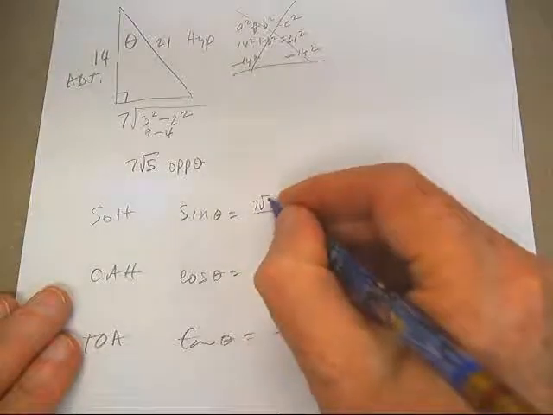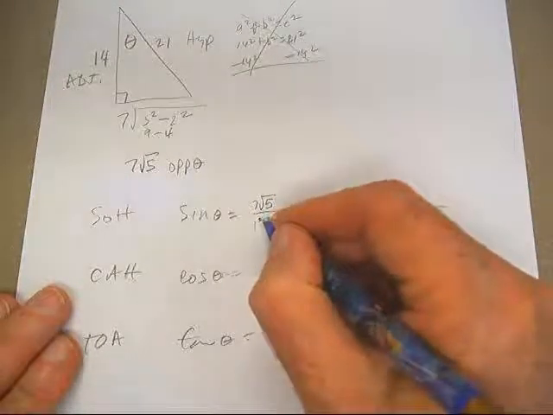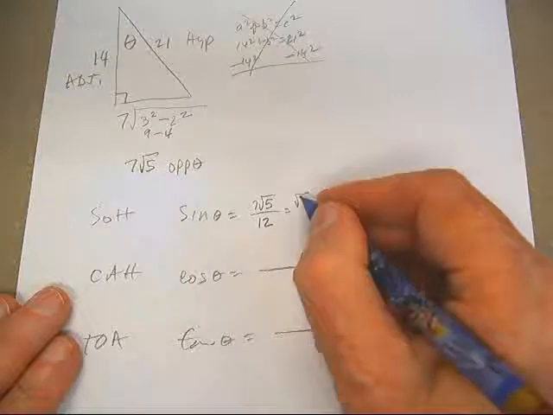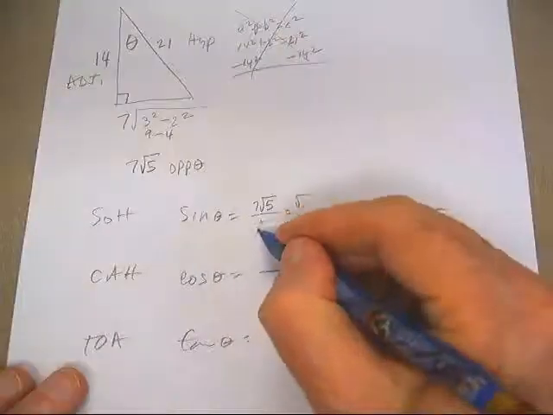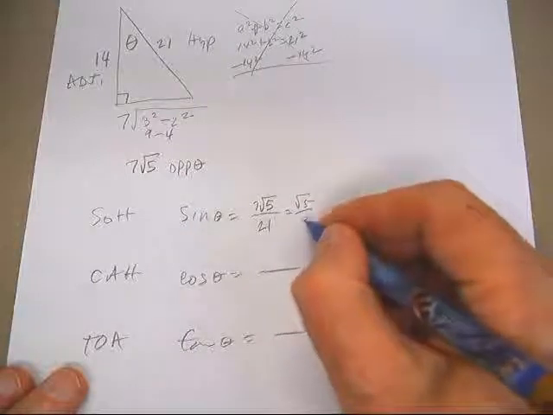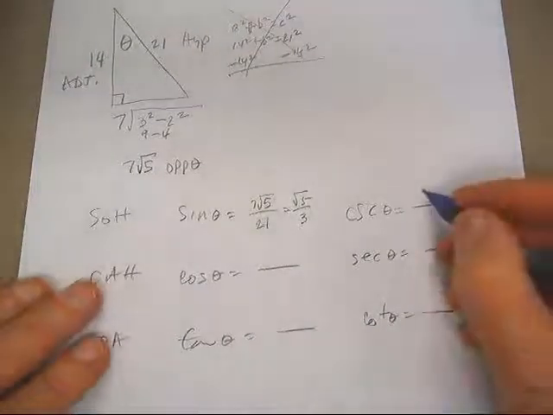Let's see, opposite would be this. Hypotenuse is that. Please reduce. Dyslexia got me right there. So sorry. This would be root 5 over 3. Flip it.